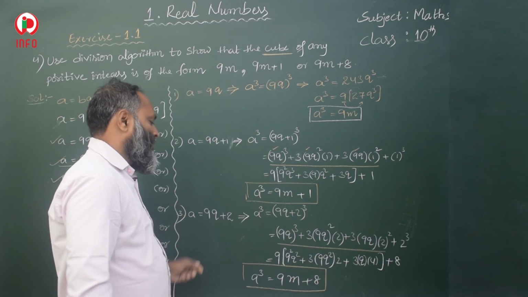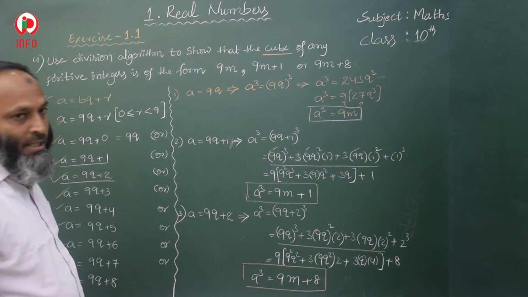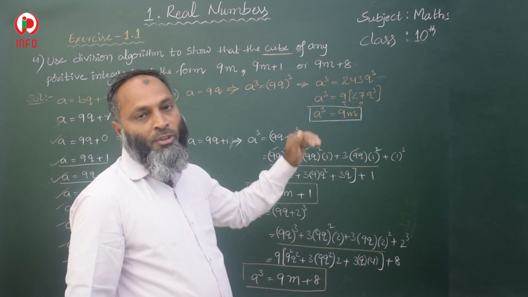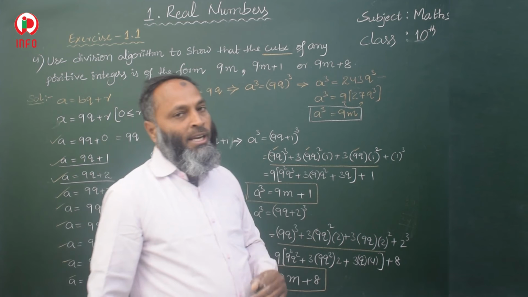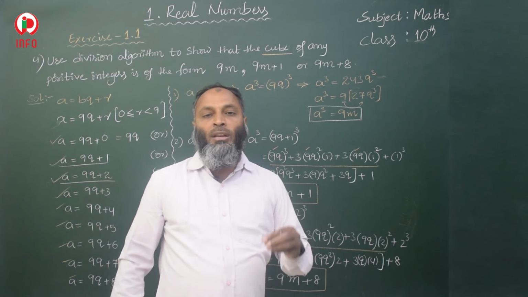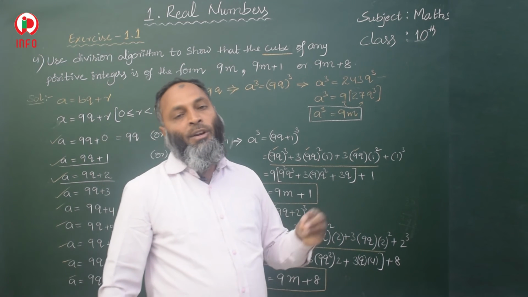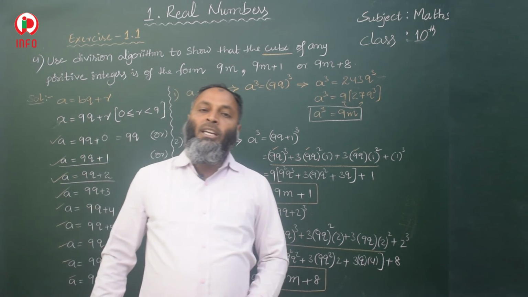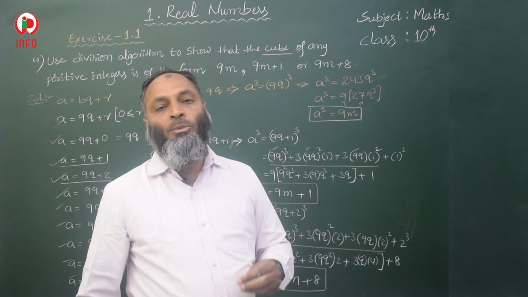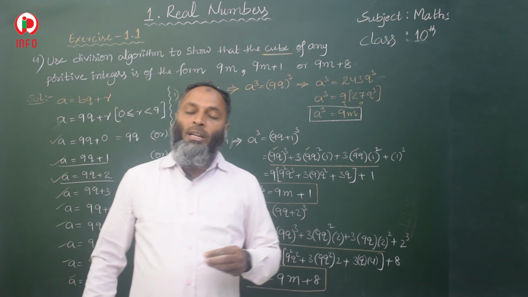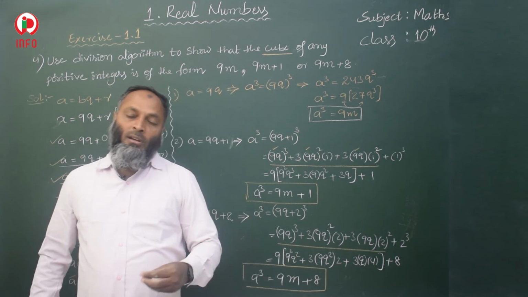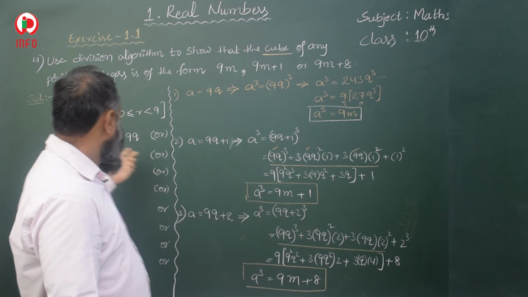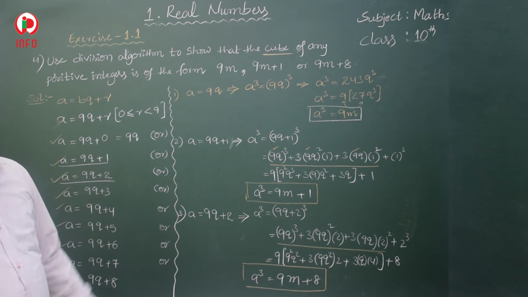That conclusion step we should write. So we should complete the remaining 6. For the remaining 6 we should apply the (a + b)³ formula. In that again you should take 9 as a common. Then for the 9 multiple you should take m. So 9 into m plus 0, plus 1, plus 8. Any one thing you will get. So it means the cubes are always in the form of 9m or 9m plus 1 or 9m plus 8. So till here we did 3 now. More 3 I will show you after this.